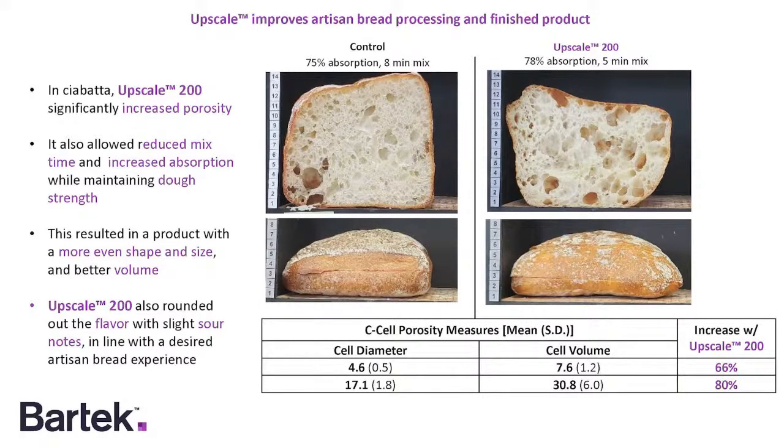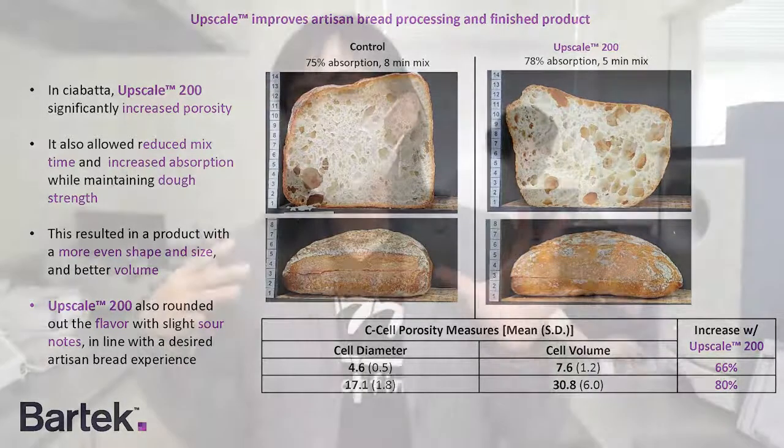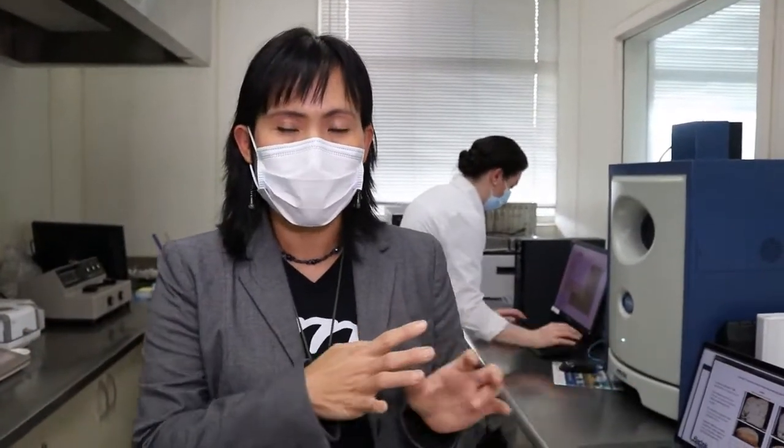Straight dough ciabatta is one of the most difficult breads to make because of the decrease in the fermentation time. So in order to get a big pore size, you have to use longer fermentation or Upscale 200, okay? So your next question to me would be, Len, how would you know that it increases the pore size?